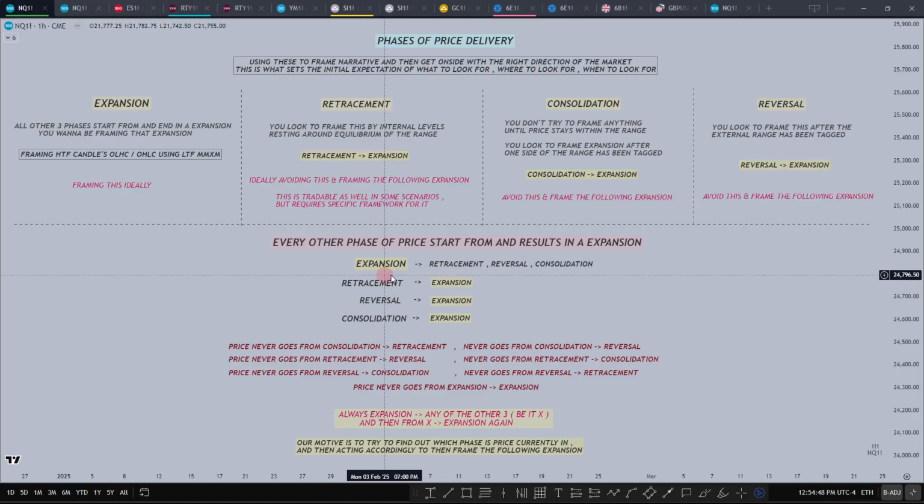Any other phase only ends in expansion. Retracement to only expansion, reversal to expansion, consolidation to expansion. Expansion can end up into any of the other three, but the other three can only end into an expansion. Just as I said, it never goes from consolidation to retracement, consolidation to reversal, only consolidation to expansion. Never from retracement to reversal, retracement to consolidation, only retracement to expansion, vice versa for reversal, and never from expansion to another expansion.